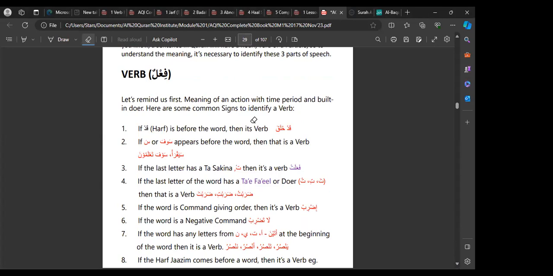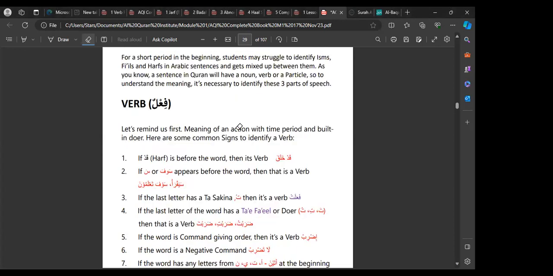I think generally verb means an action. When it indicates an action related to time, that's the main indication to identify. And then we are given a list of 9 identifications to make it easy, basically. Yeah, these are signs. Alamat al-fi'l, signs of the verb.